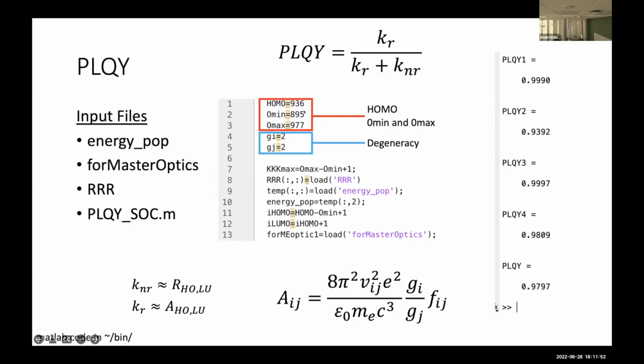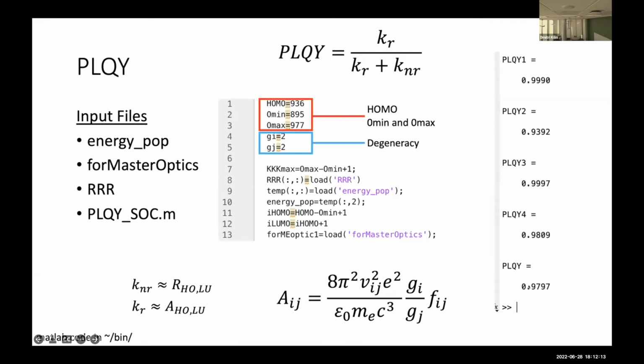The major thing you would probably have to change is these first 3. Realistically, the 2 G's are going to be the same, but if you had a system that would require changing them, you would change it here. So this outputs these photoluminescence quantum yield values.